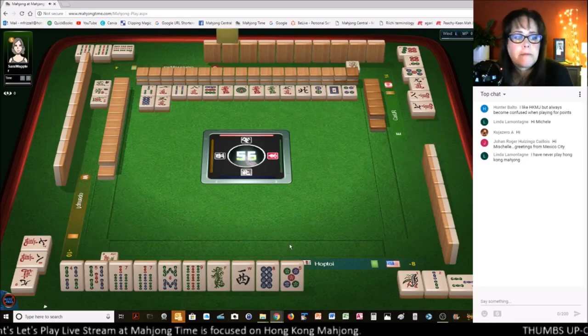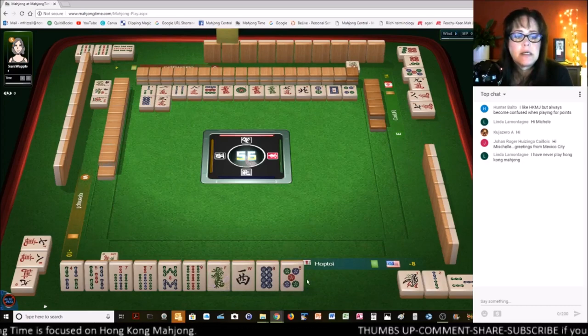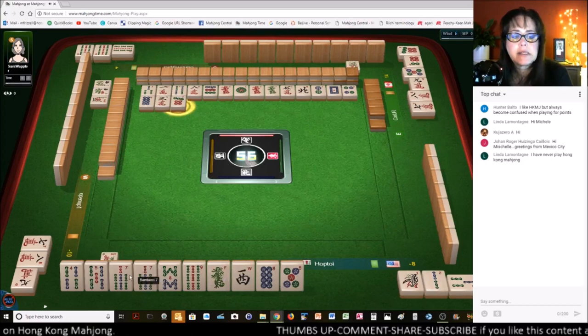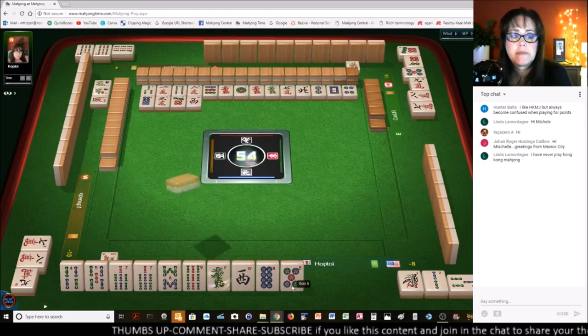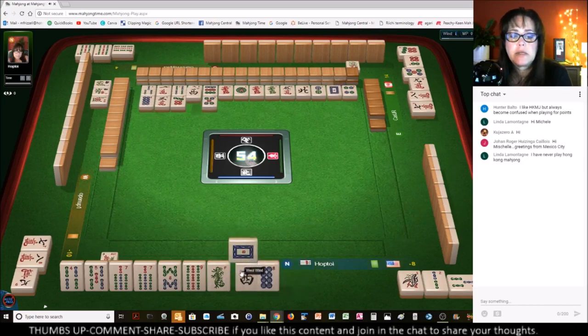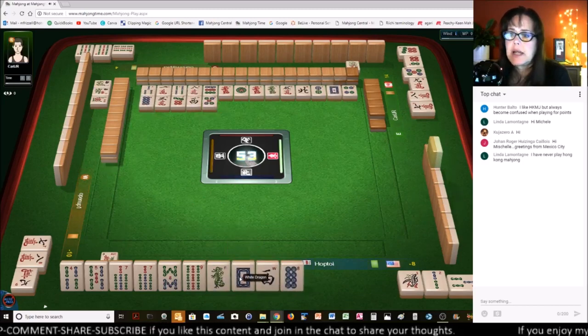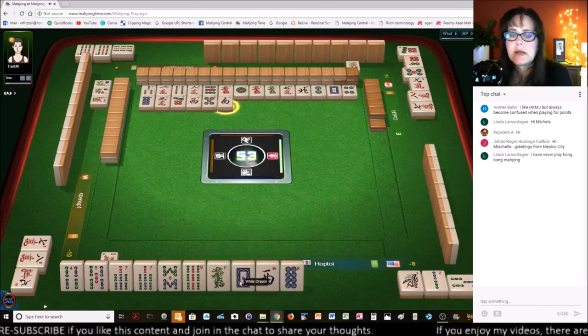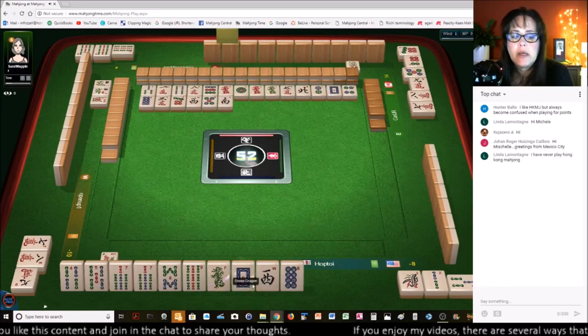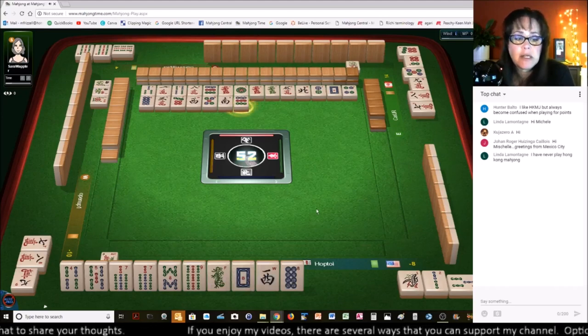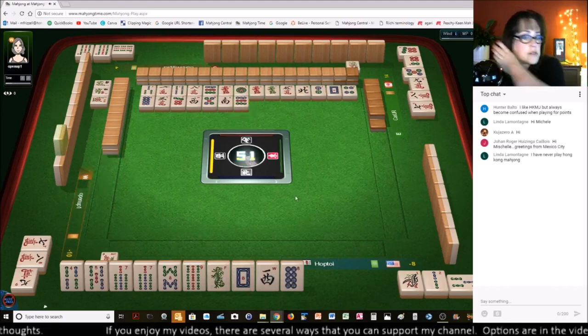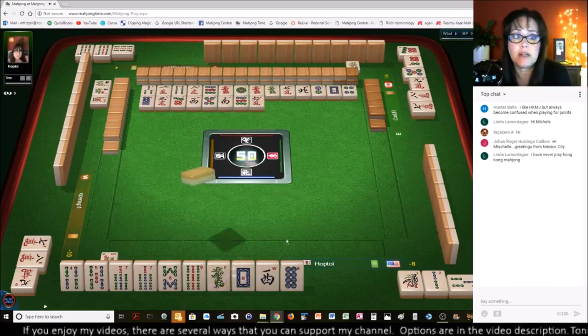Three characters. Now if that seven bam goes down, I may pung that. We'll see. West wind. A white dragon, we'll keep it. There's one white dragon out. There's one west wind out and one green dragon out. So I don't know if those are going to come in for us. They may be discards, which means we're kind of an underdog at the moment.